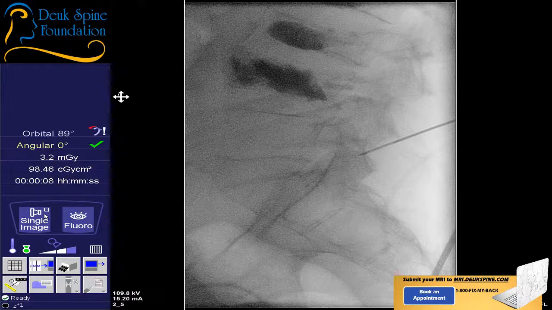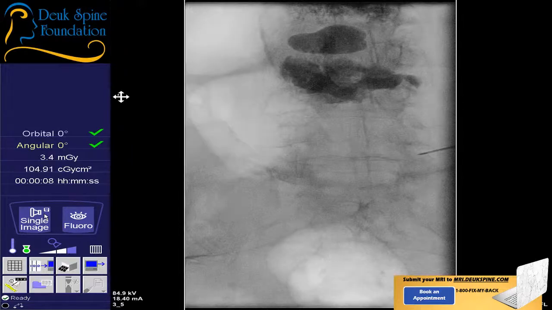Let's get an AP view. That's good. That's a good lateral, by the way. We've got that. I think we're a little bit off, but he's got bad scoliosis anyway. It's not going to be possible to get it perfect. Just got to get around this facet joint. That looks good. Let's go back to a lateral view, please.